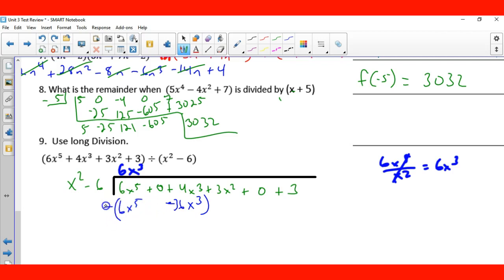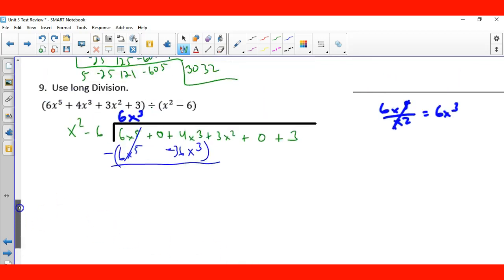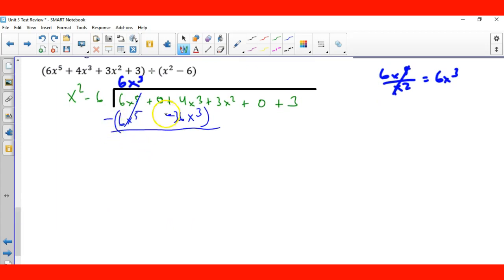Alright. So don't forget your negative right here, distribute it, that cancels. And then you have negative times a negative 36 becomes positive. So 36x cubed and 4x cubed gives me 40x cubed. So now I'm going to bring down my 3x squared. Alright, and I'm going to continue.